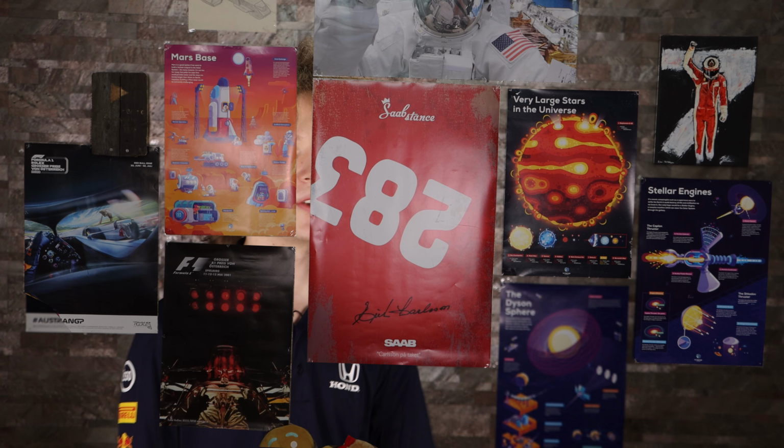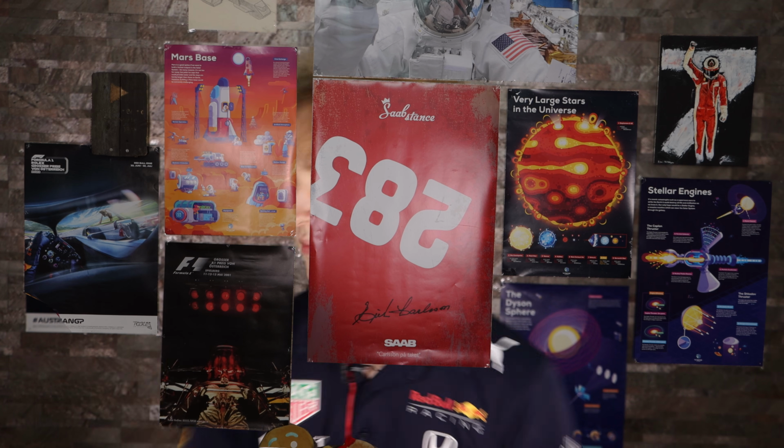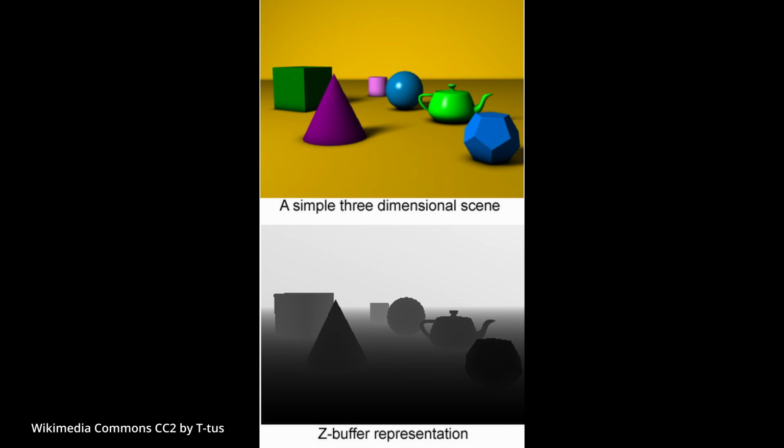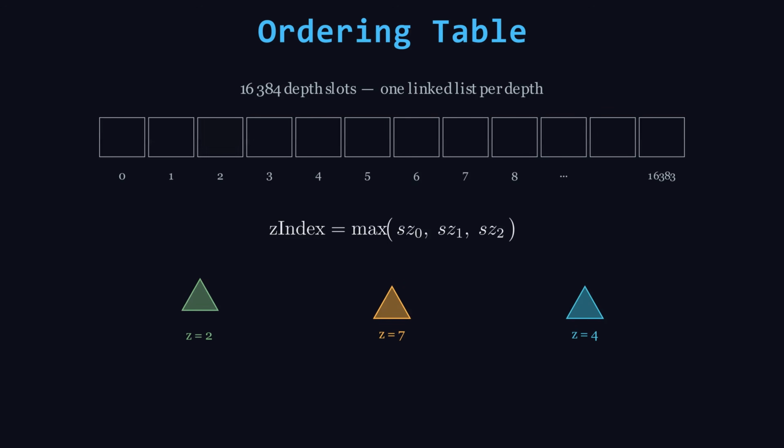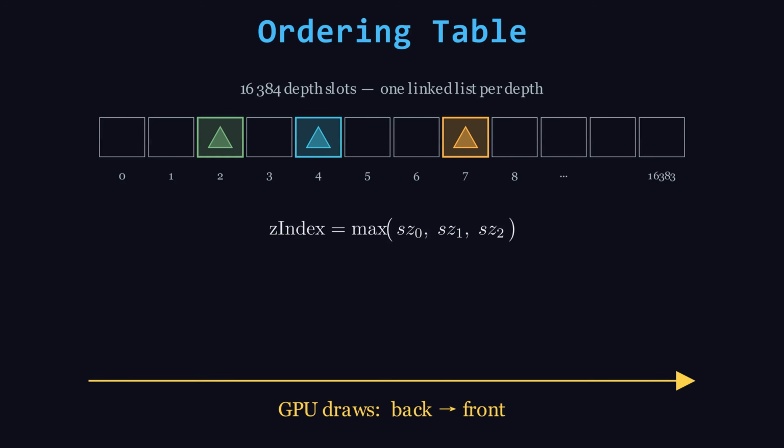And there's also no Z buffer. Modern GPUs use a depth buffer to figure out which polygon is in front of which. The PlayStation doesn't have that. Instead, it uses something called ordering tables, which is basically a big linked list where you sort every polygon by distance. You see, you have this array of like 16,000 slots, each representing a depth, and you insert your triangles into the right slot and the GPU just draws them back to front.